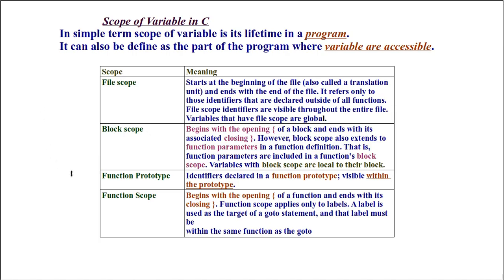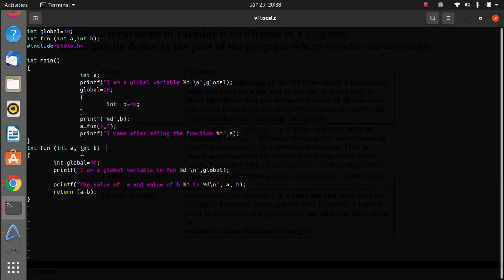Similarly, function prototype scope means here our identifiers int a, b are declared inside the function prototype. Here curly braces are there, and they will be accessible by default. All the variables which you use have their scope within the curly braces only. If you see here, int a starts from this opening brace and its scope ends at the closing brace, but it's also known as function scope because it lasts as long as your function exists.